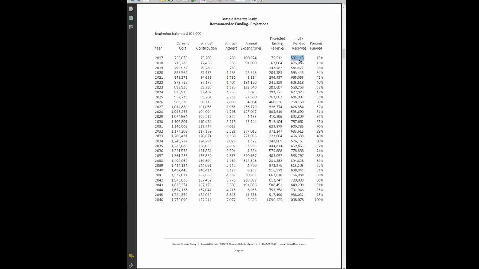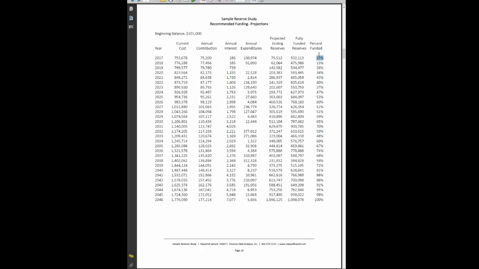Next column over is the fully funded reserves. This is just the fully funded balance. So this is an ideal amount that's in the reserve account at any particular point in time. This is an amount that indicates the community is on track to paying for its cost in the future.